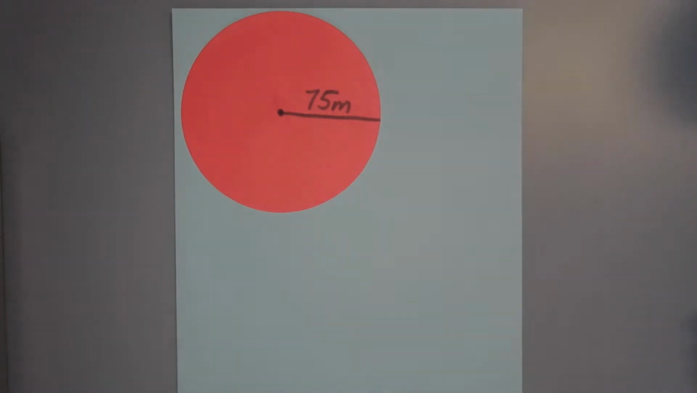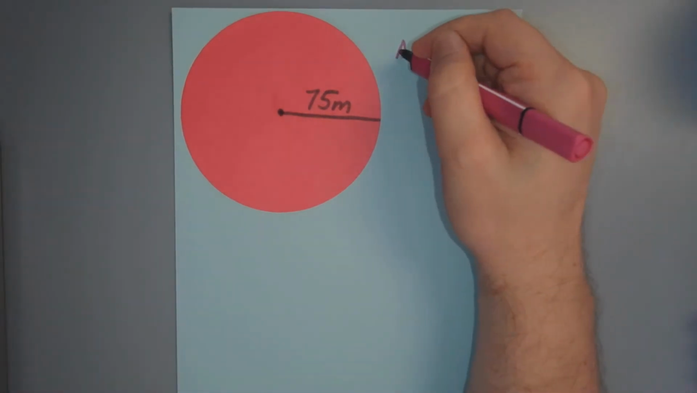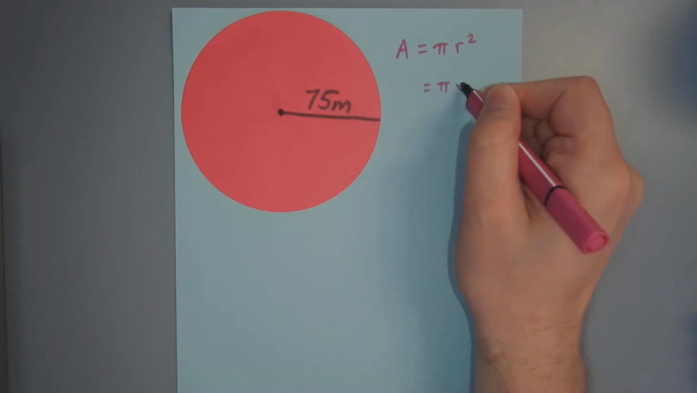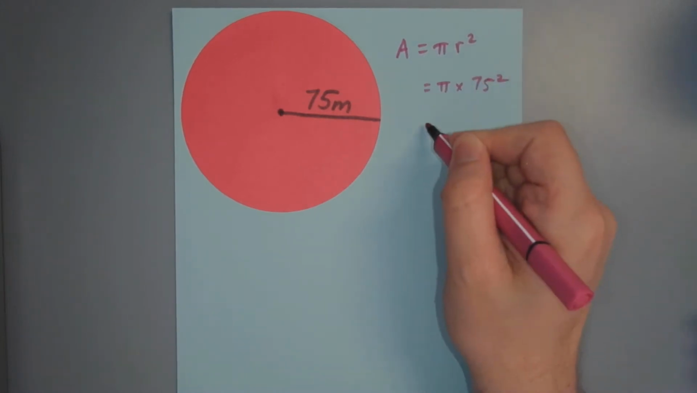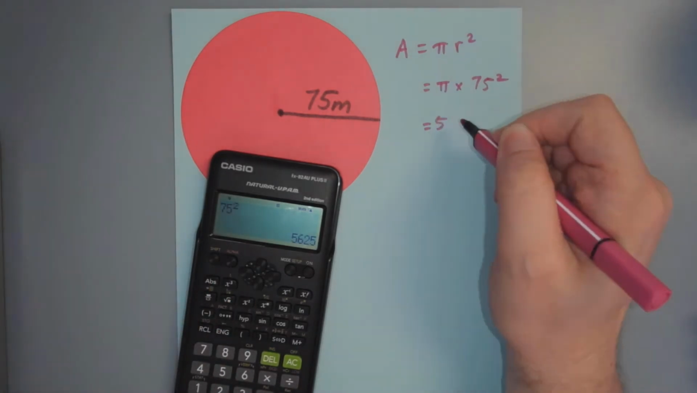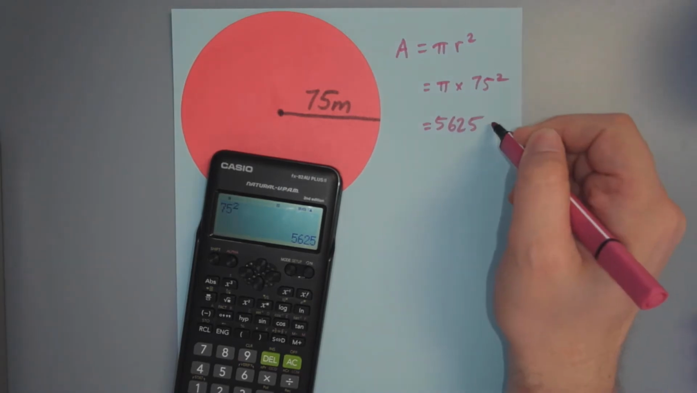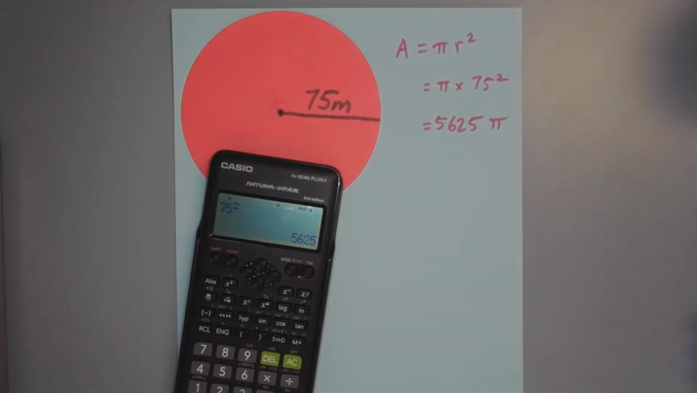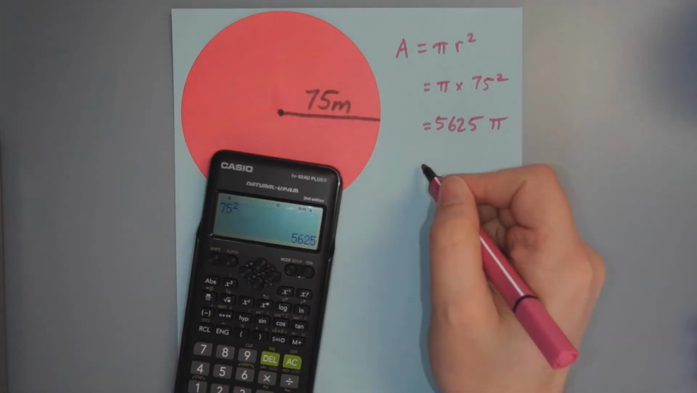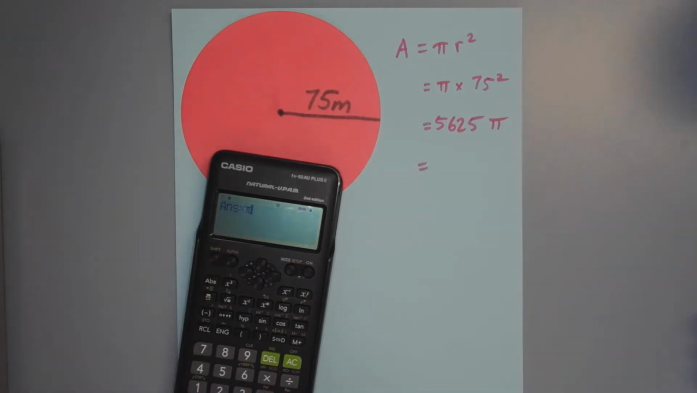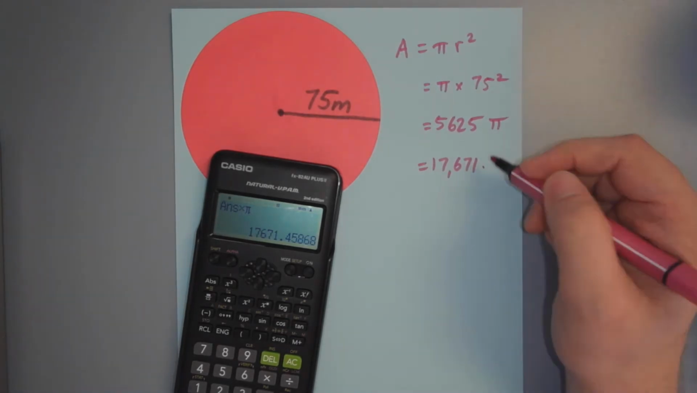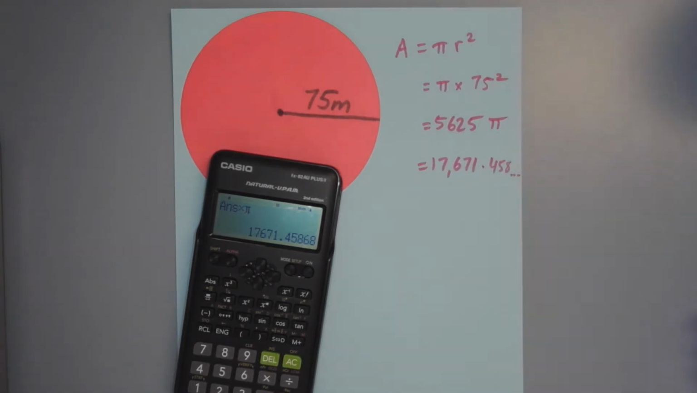If I have a circle with a radius of 75 meters, I know that the area of that circle is going to be pi times r squared. So it's going to be the same as pi times 75 squared. And if I want an exact answer, I can say that it's 5,625 times pi. Now, I don't know about you, but that doesn't give me any idea of what the number of squared meters is. So I would have to multiply it by pi to have an idea of what the answer is. It's 17,671.458, and the numbers will go on forever.